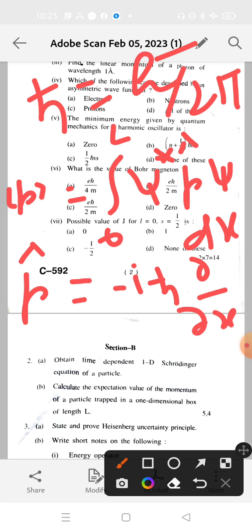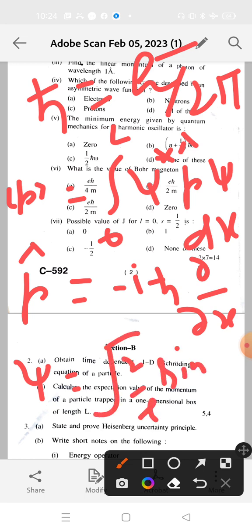And then what is the wave function for this one dimensional box in which a particle is contained? So the wave function is psi is equal to under root 2 upon L sine kx. So we have to put these two formulas in the first one and calculate the expectation value of a particle contained in one dimension having dimension of length L.